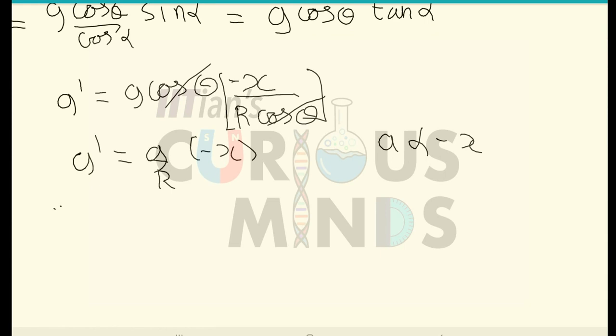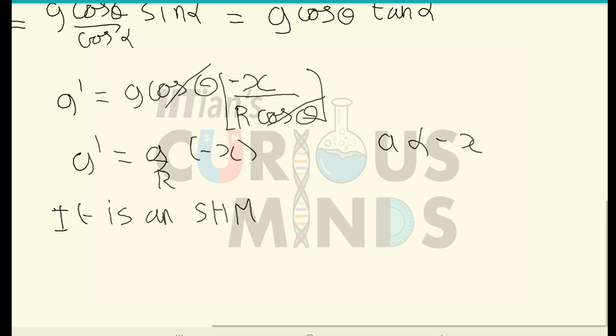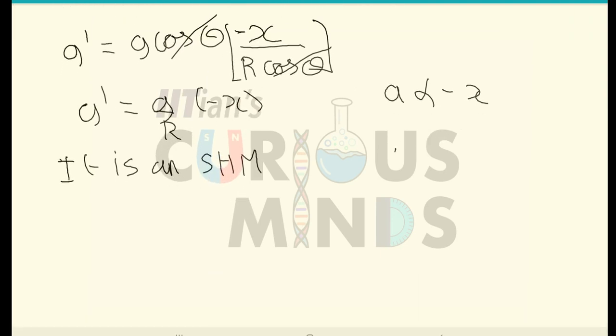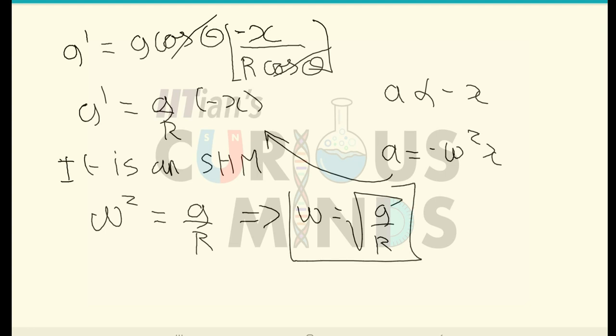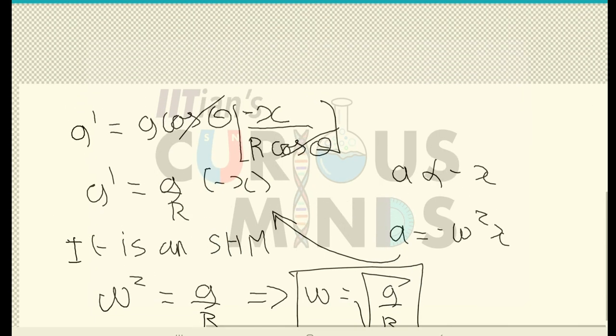Okay, it is an SHM, simple harmonic motion. So for simple harmonic motion, the acceleration is given by minus omega square x. So if I compare this and this equation, omega square will come out to be g by r, or omega will be equal to root g by r. Let this be as it is. Now omega is equal to root g by r.